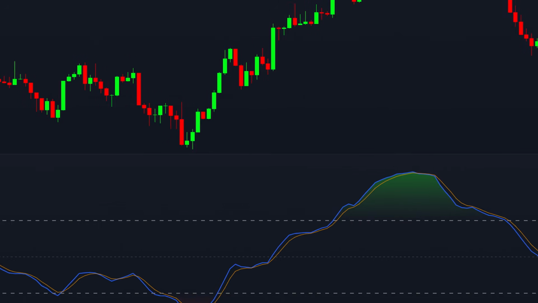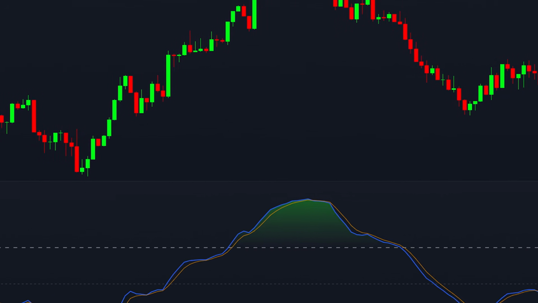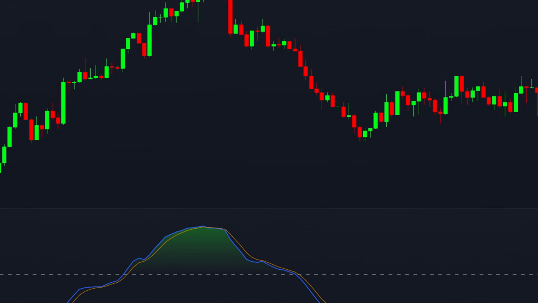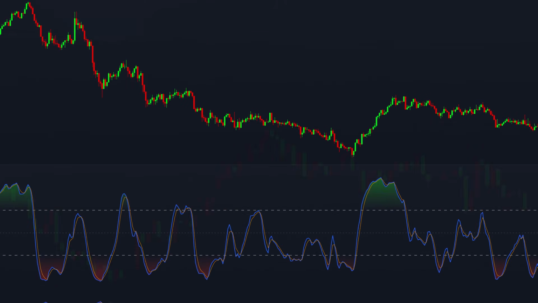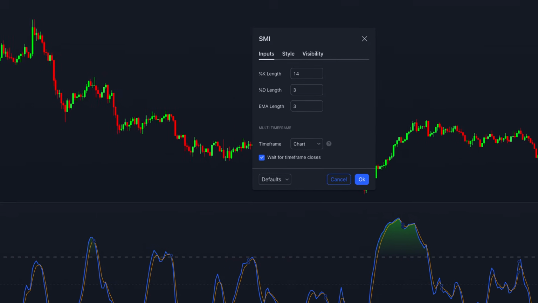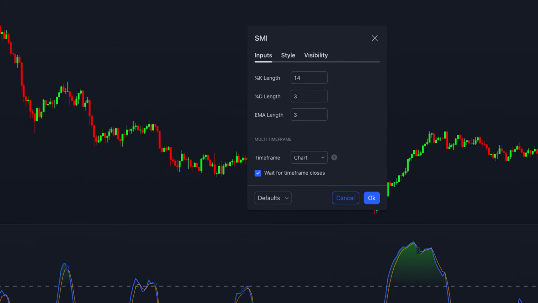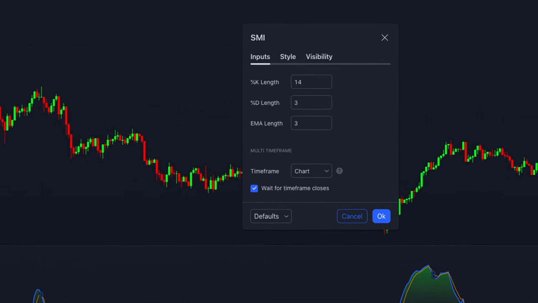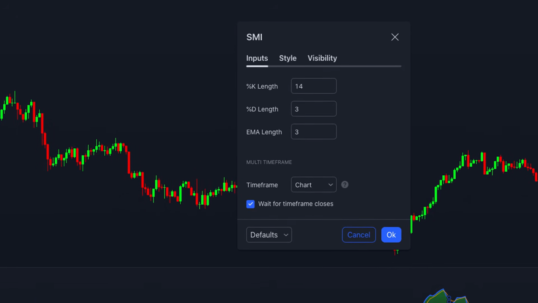How you use the indicator is heavily dependent on how the market is behaving. Remember, no strategy or settings will work all the time. In the settings of the SMI, the %K length is how far back the indicator looks at highs and lows to calculate its relative values. Increasing this simply makes the indicator consider more past high and low values.